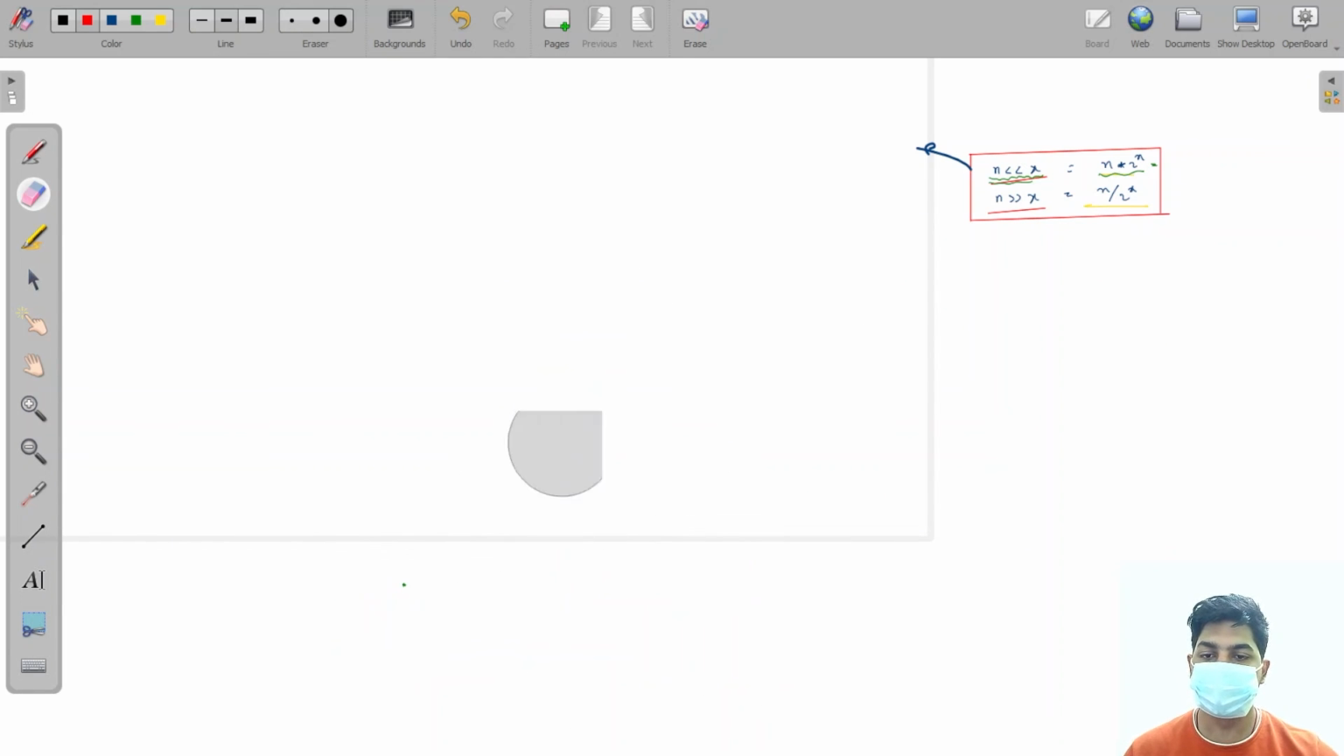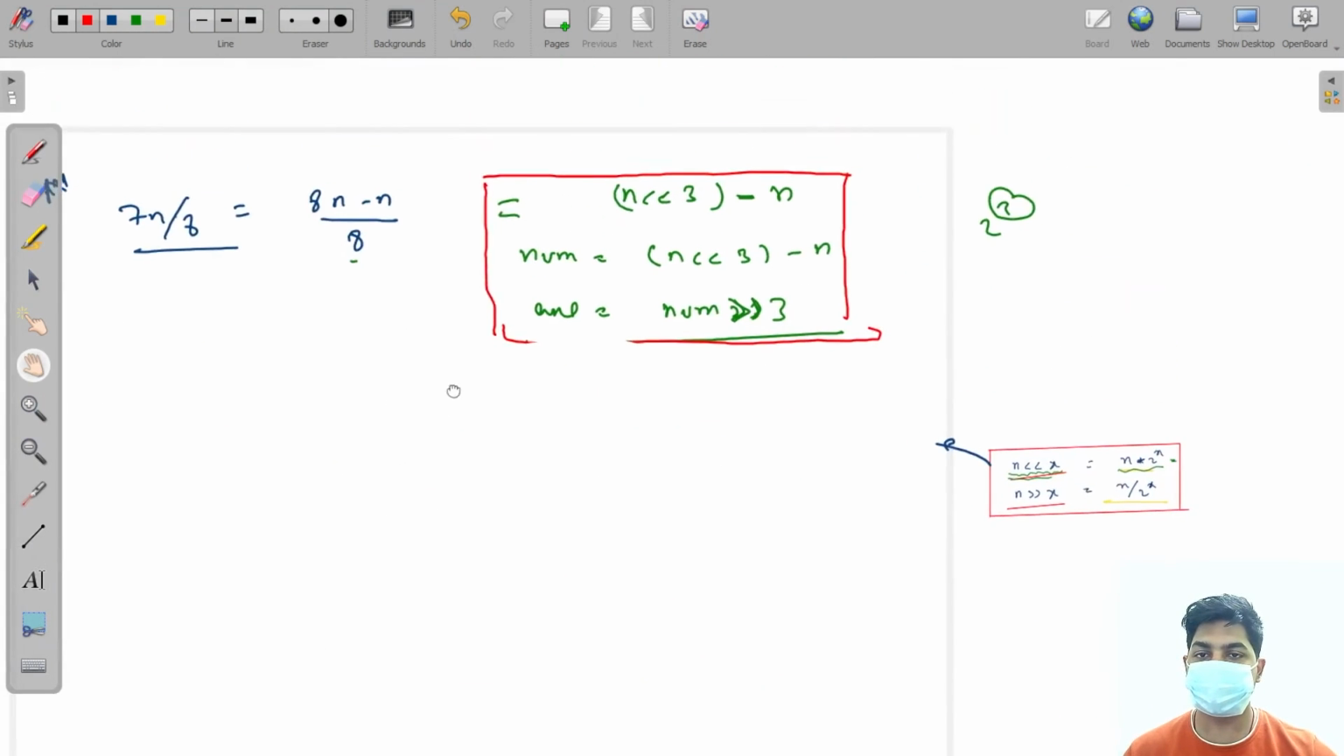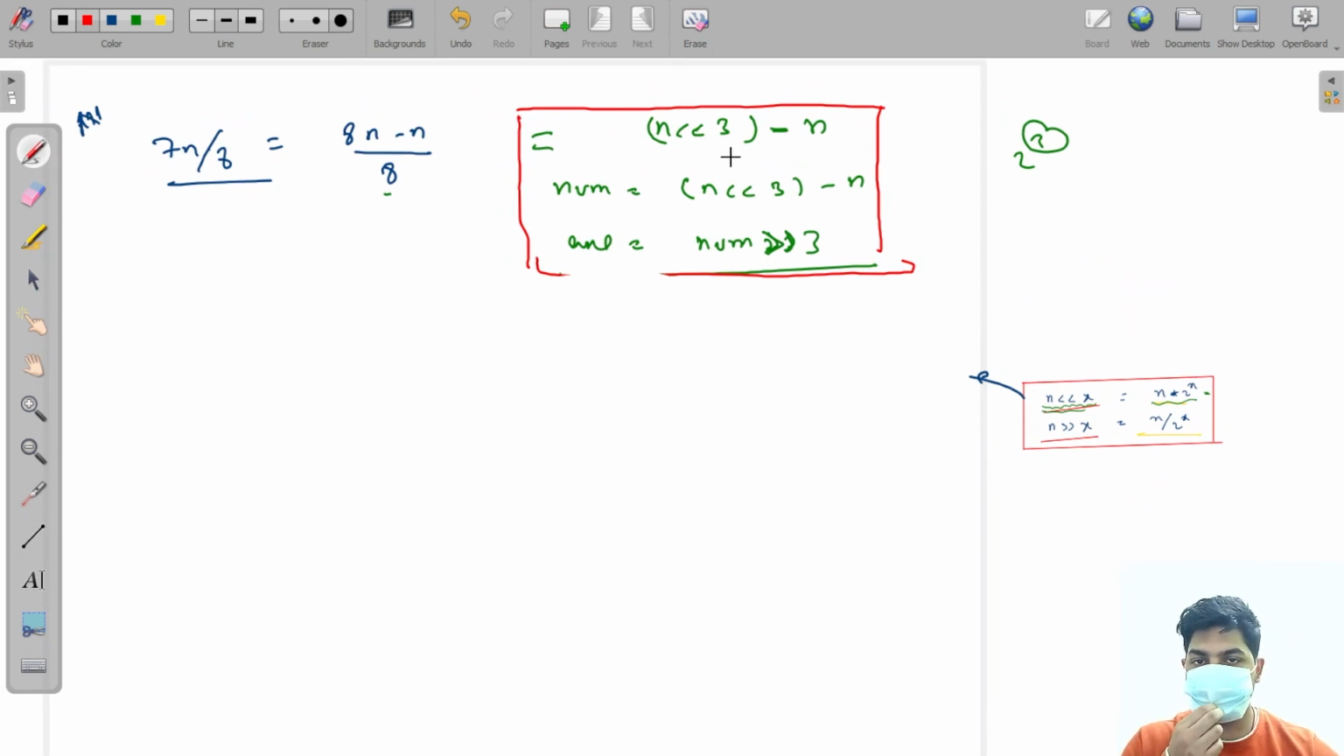So now let's move on to the coding part. Let's have a look at what we are going to do. Since we want 7n by 8, it can be written as 8n minus n by 8. So multiplying 8n we can generate by left shift by 3, minus n. So this is our numerator. Then after that we want to divide by 8, so we'll take a right shift by 3.